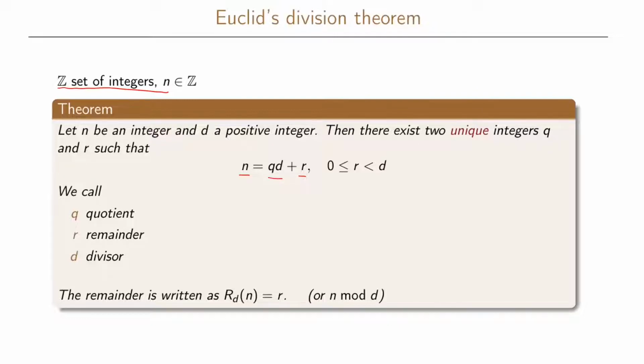The remainder is now written as r sub d of n, and you can say that this is just the remainder when n is divided by d. This is also equivalent to writing n mod d or n modulo d.